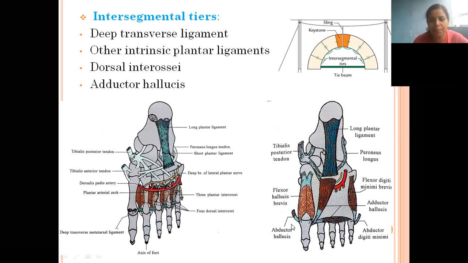which are formed by the deep transverse ligament, other intrinsic plantar ligaments, and dorsal interosseous muscles. As you can see here, you can see the ligaments also, the deep transverse metatarsal ligaments. See adductor hallucis. Hallucis muscles you always have to check with the big toe, great toe, that is adductor hallucis. The term digiti minimi is used to represent the little toe. The word hallucis is usually used to represent the big toe. Remember this terminology. Interossei are the muscles which are found between bones.